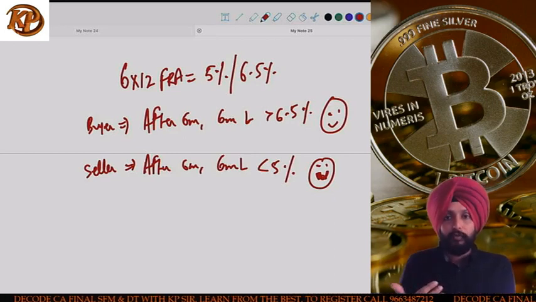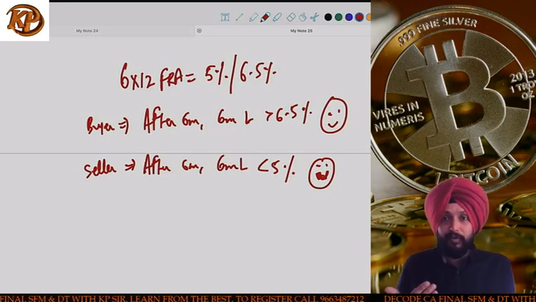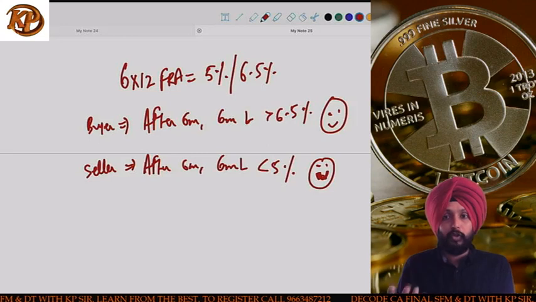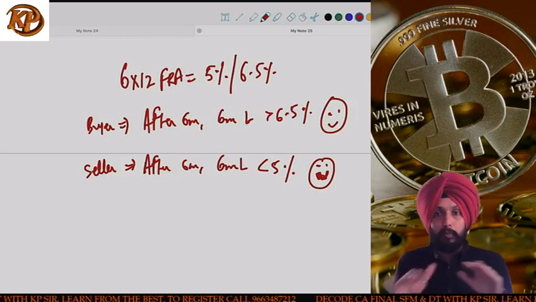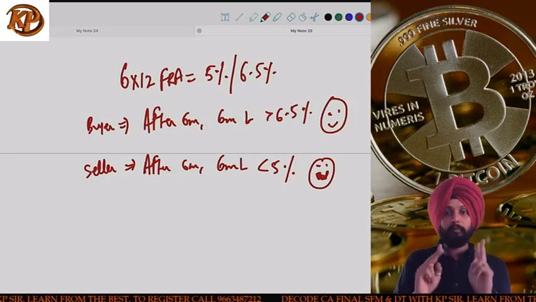If you are bearish on interest rates, then you will sell the FRA, and you will always sell at a lower rate, because you can always sell to the bank at a lower rate. So the speculation part is clear. In the speculation part, remember two things.